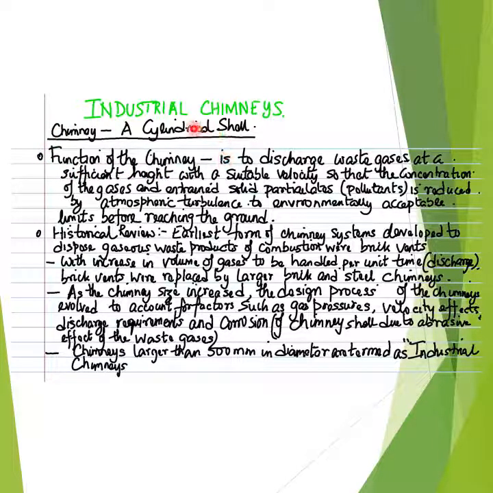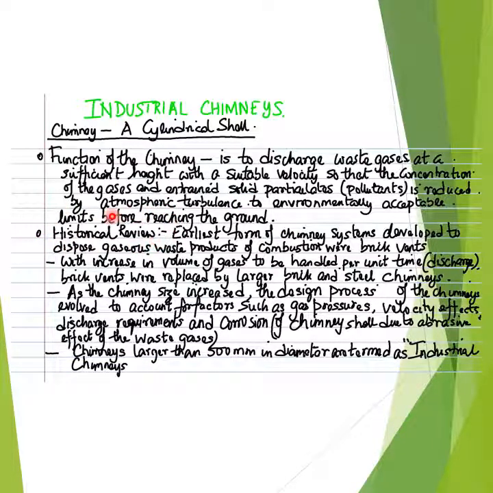The definition or function of a chimney is to discharge waste gases at a sufficient height with a suitable velocity so that the concentration of the gases and the entrained solid particulates, that is the pollutants, is reduced by atmospheric turbulence to environmentally acceptable limits before reaching the ground.